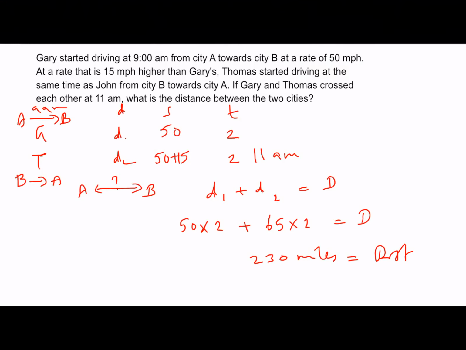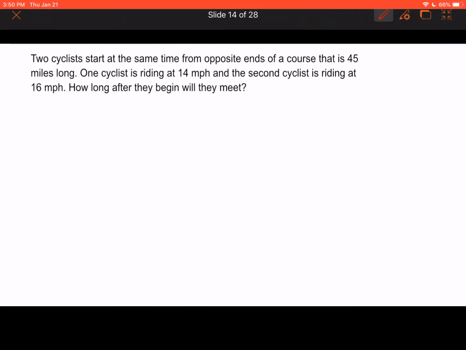Move on to the next problem. Two cyclists start at the same time from opposite ends of a course that is 45 miles long. One cyclist is riding at a speed of 14 miles per hour. The second is riding at 16 miles per hour. So they are traveling in opposite directions, and the distance between these two places is already given, that is 45. The distance, D1 and D2 together, is 45.